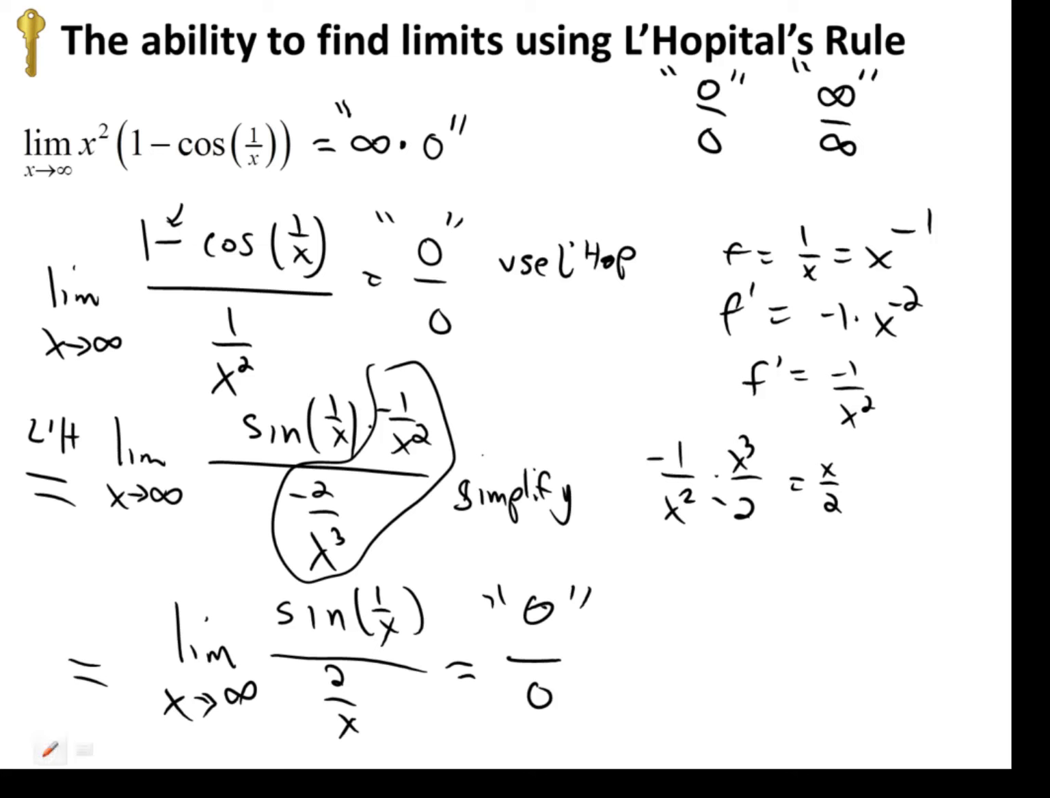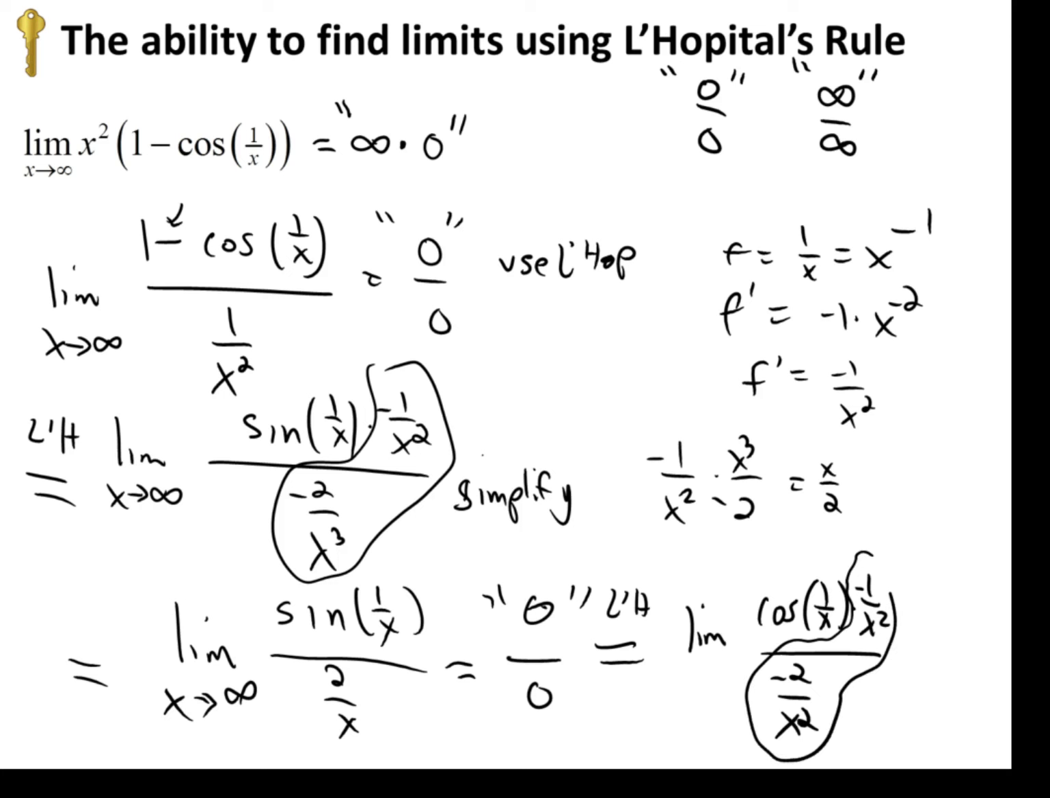Maybe I can fit it in here. Let me erase some. I can't erase it because, anyway, what is sine of 1 over x's derivative? Cosine 1 over x, negative 1 over x squared. Okay, 2 over x's derivative is negative 2 over x squared. These guys combine again to basically be a 2.